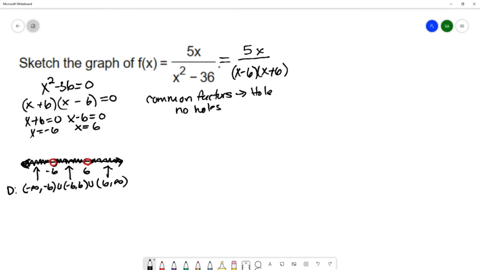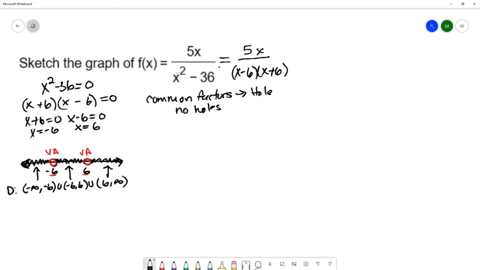And what that tells me is that these two restricted values that we have are both going to be vertical asymptotes. Since we don't have any holes in the graph, since there are no common factors, these restricted values of negative 6 and positive 6 are vertical asymptotes. Now that's important in sketching the graph, because that tells us how to draw the graph near these values.